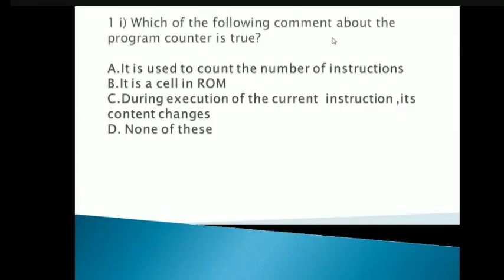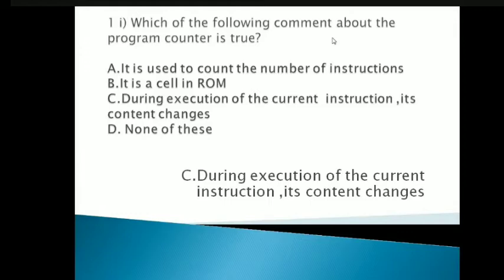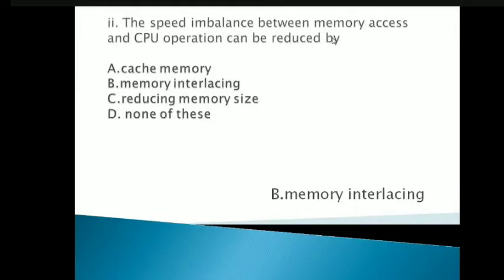Which of the following comments about program counter is true? It is used to count the number of instructions. No. It is a type of ROM. No. During execution of the current instruction, its content changes. That is the right answer. C is the right answer: during execution of the current instruction, its content changes.